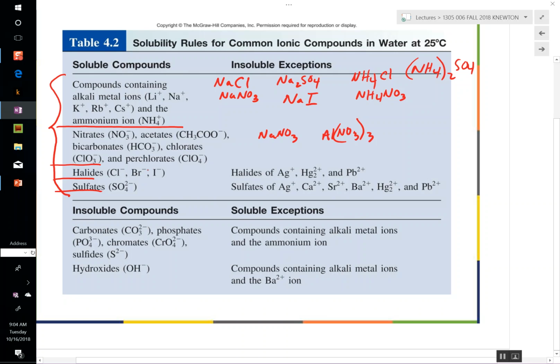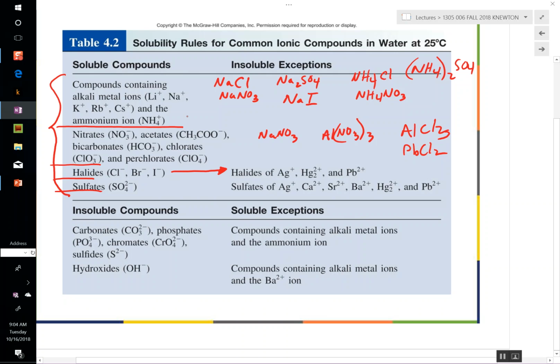Halides. Any halide. So aluminum chloride, that's going to be a 3. Lead chloride, that's going to be a 2, etc. Any chloride is going to be soluble in water, and any sulfate. So that's a big chunk of stuff. There's a lot of stuff that's soluble in water. Excuse me. Halides. There are some exceptions. I'm sorry.